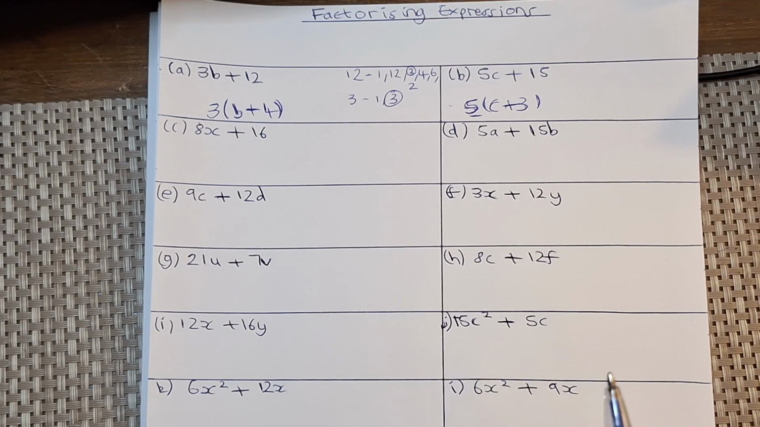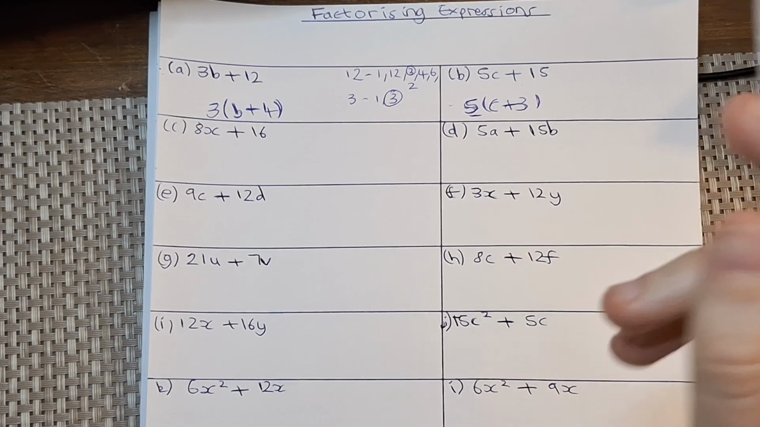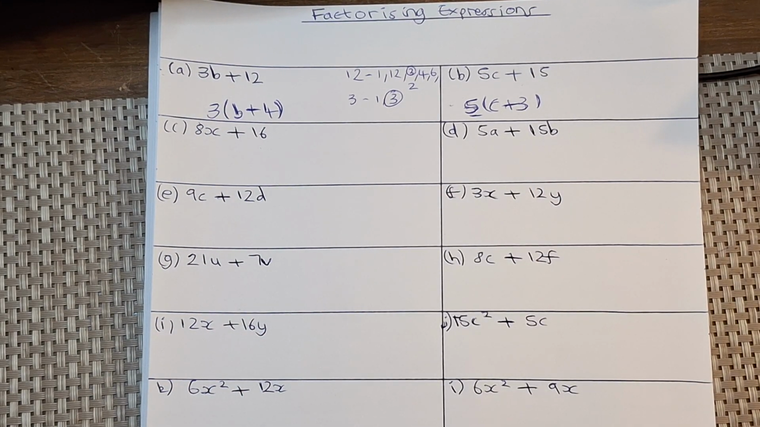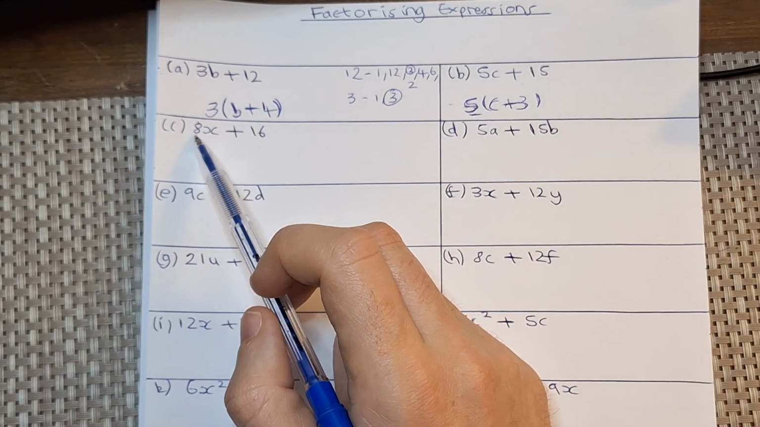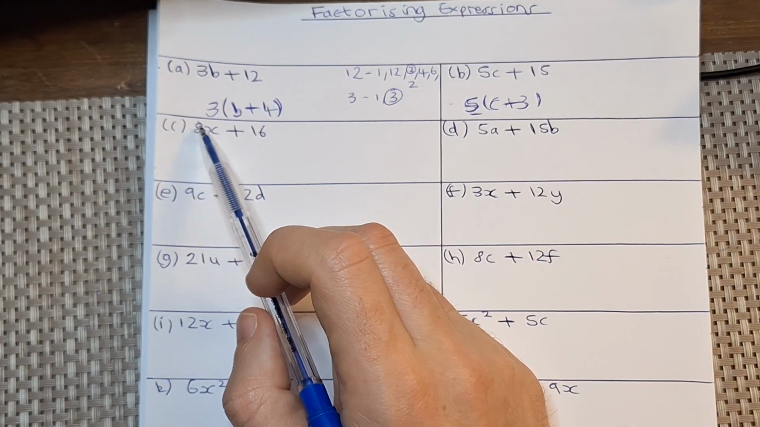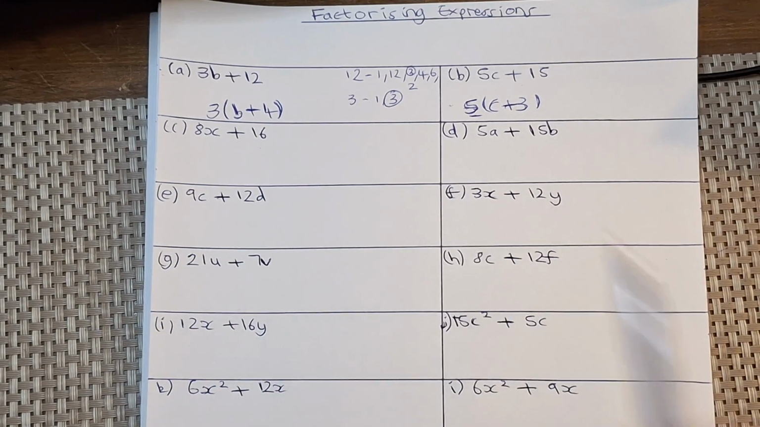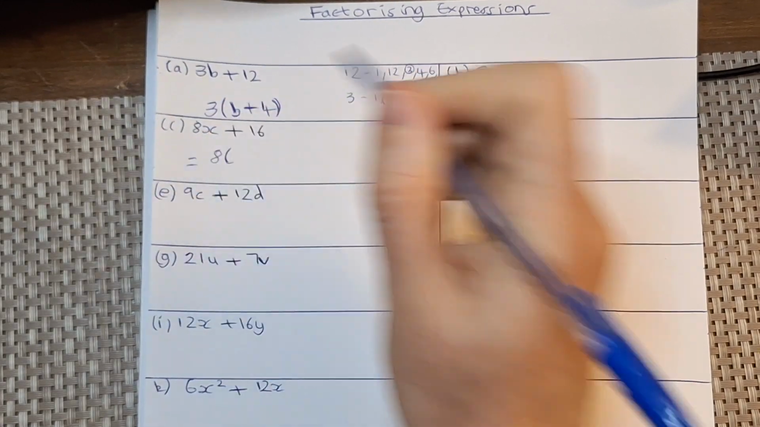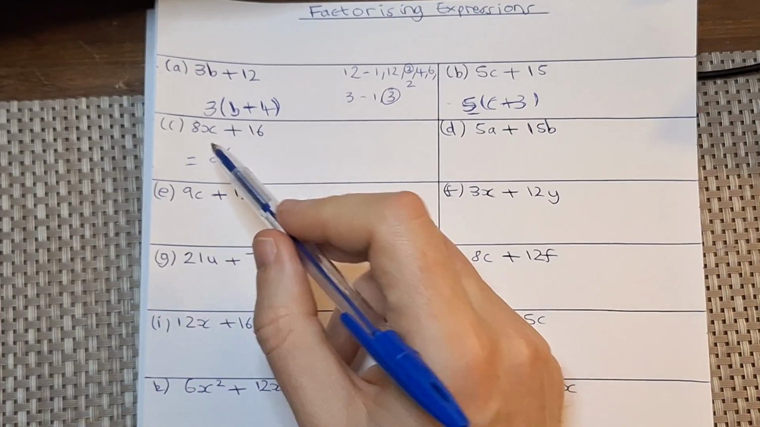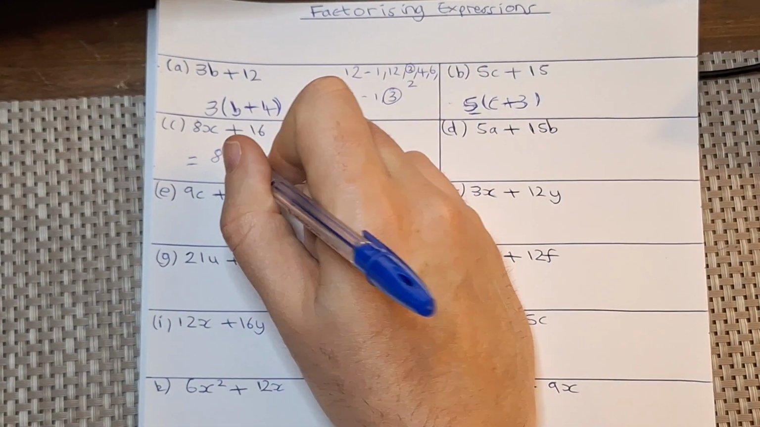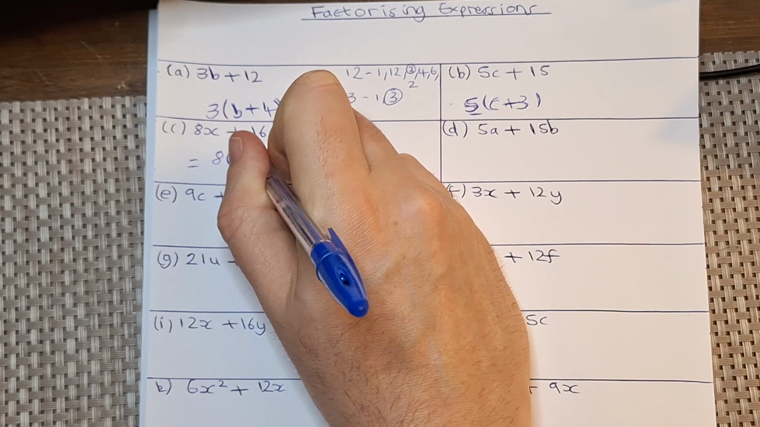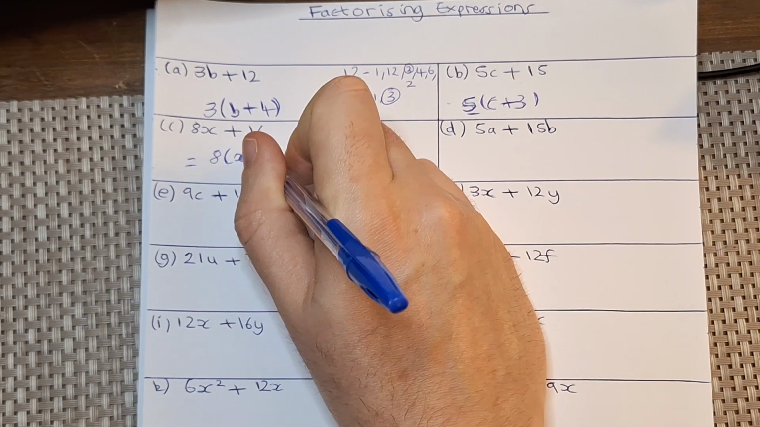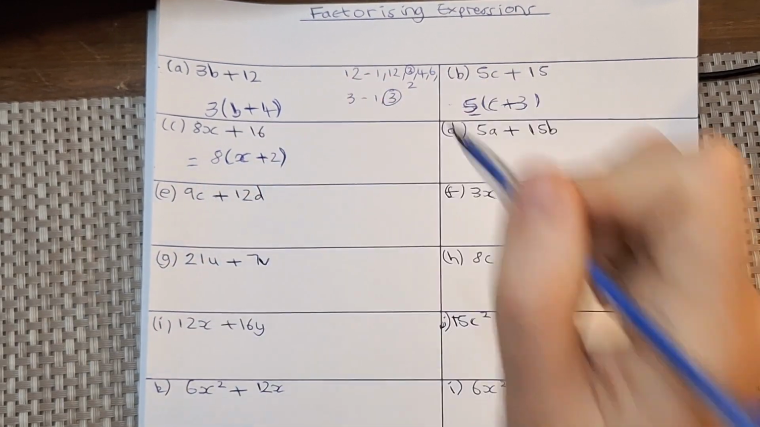Next question, 8x plus 16. Again, what is your highest common factor here? The highest common factor of 8 and 16 is going to be 8, because 1 times 8 is 8, and 8 goes into 16. Therefore we're going to have 8 outside the brackets. Now we ask, what do we multiply 8 by to get 8x? It's simply x. And what do we multiply 8 by to get 16? It's 2, because 8 times 2 is 16.